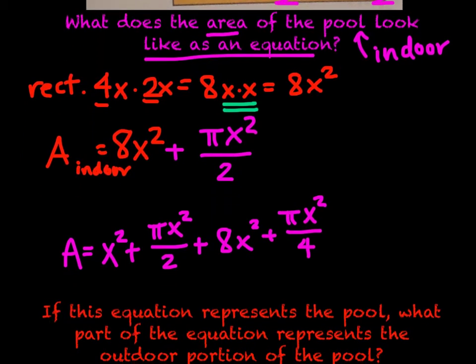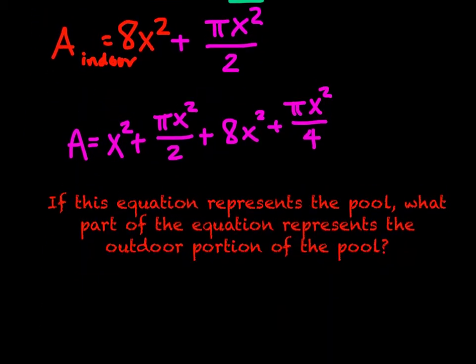Now we're going to take this information and look at the next part. Part of this investigation requires you to not just look at the equation, but also be able to interpret it and turn it into a drawing. So your part of this investigation is going to be to not just look at the indoor portion of the pool, but also construct the outdoor portion. If this equation represented the pool, what part of the equation represents the outdoor portion of the pool? So we have the area is equal to x squared plus pi times x squared divided by 2 plus 8x squared plus pi times x squared divided by 4.